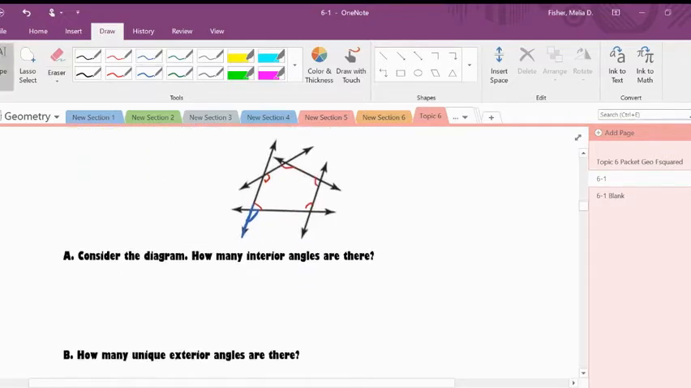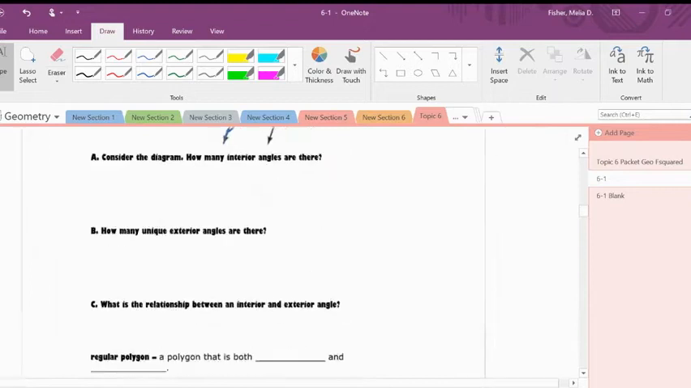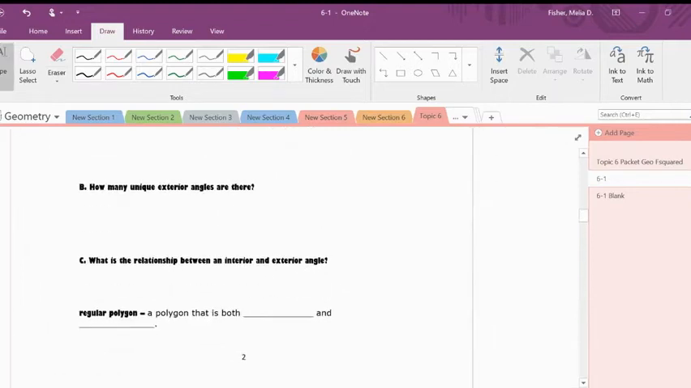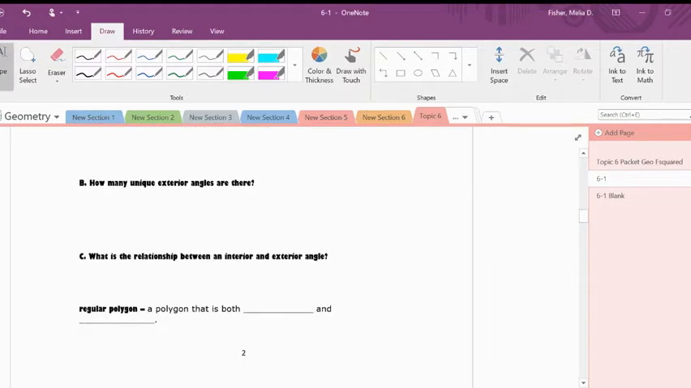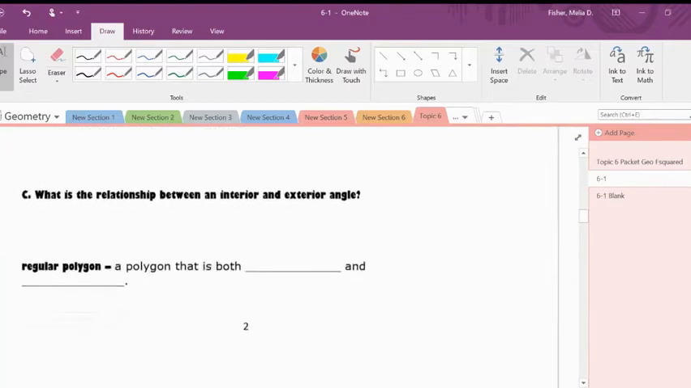Consider the diagram. How many interior angles are there and how many exterior angles are there? Part B, how many unique exterior angles are there? And what is the relationship between interior and exterior angles? I want you to think that through and answer those on your own, as this is an explore and reason, which is supposed to be something you think through on your own.